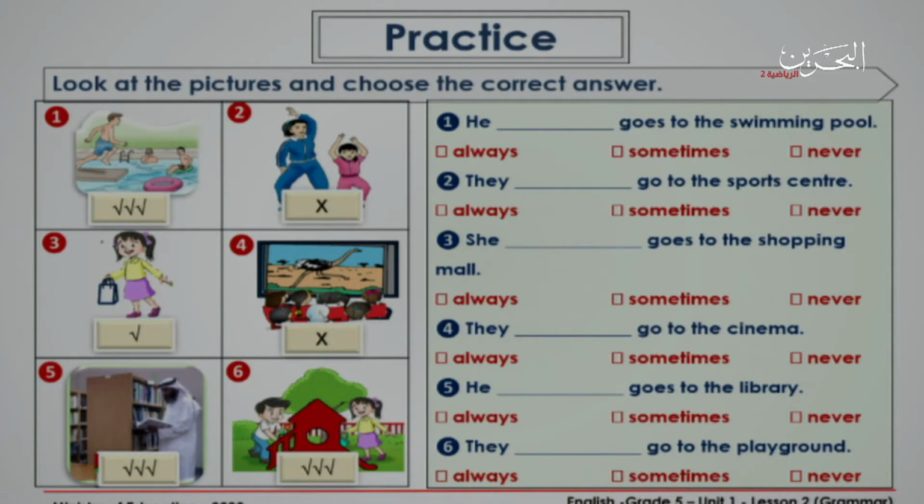Now let's start practicing. I want you to look at the picture and choose the right word. You have to fill in the gap with the right word. Look first at picture number 1. What can you see? Yes, it's a swimming pool. You have 3 ticks. As I told you before, what does 3 ticks mean? Is it always, sometimes, or never? This time, you have to write your answers on your mini board. You have 5 minutes. Start.